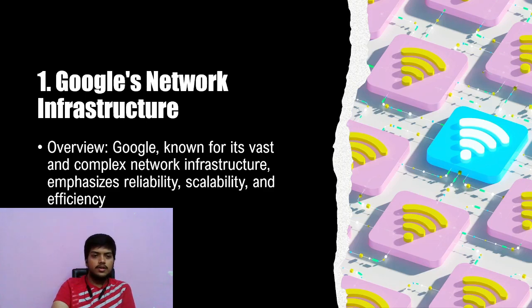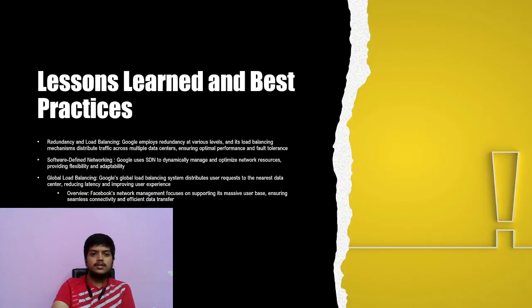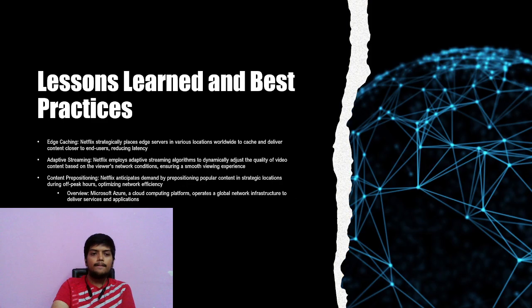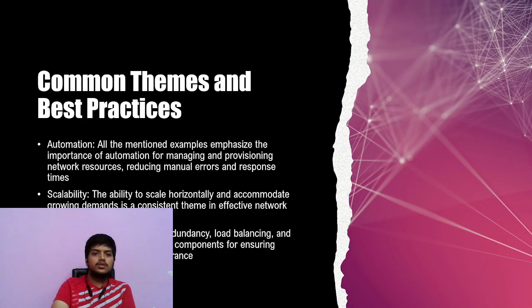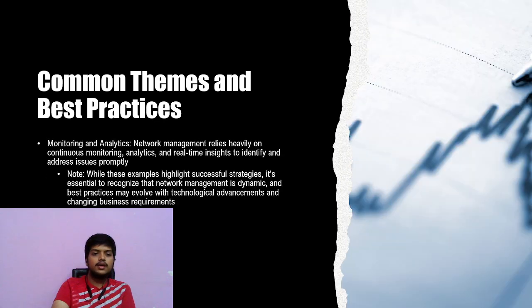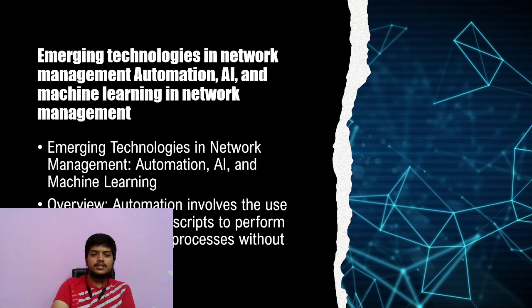First one is the Google network infrastructure. Next are the lessons learned and best practices. Next are the common themes and best practices: automation, scalability, redundancy, monitoring and analytics.